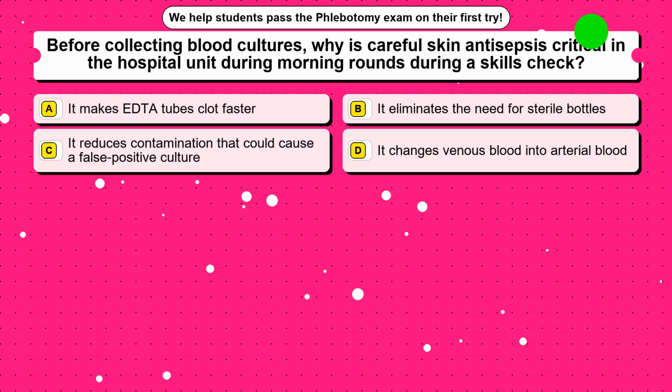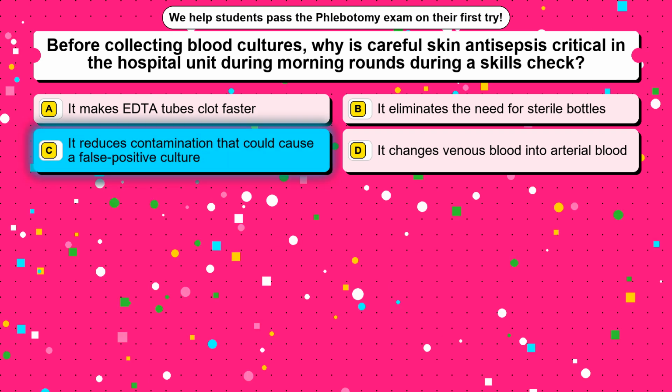Question 71. Before collecting blood cultures, why is careful skin antisepsis critical in the hospital unit during morning rounds during a skills check? Option A. It makes EDTA tubes clot faster. Option B. It eliminates the need for sterile bottles. Option C. It reduces contamination that could cause a false positive culture. Option D. It changes venous blood into arterial blood.